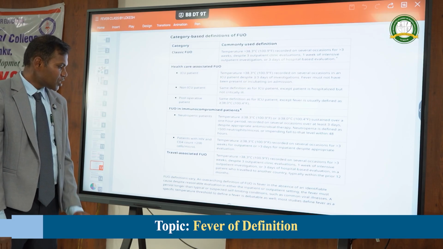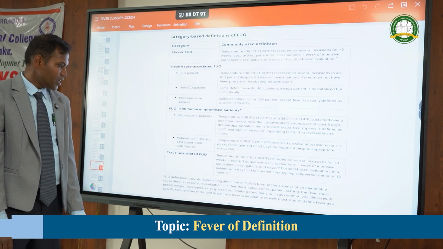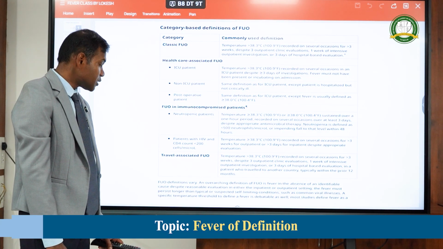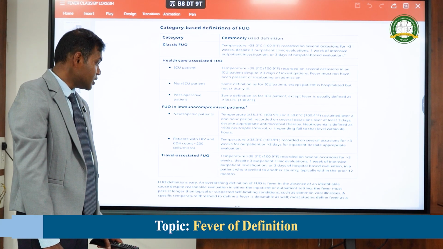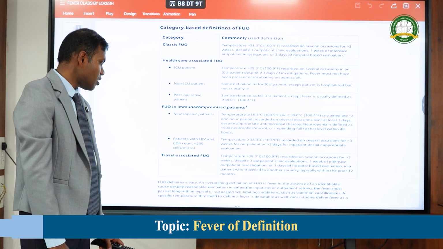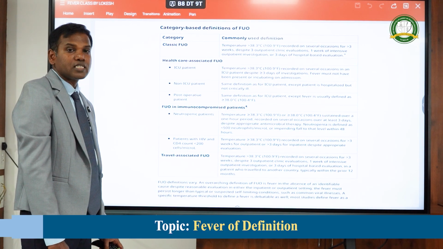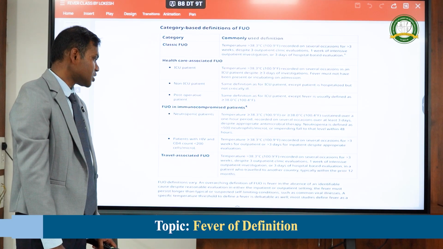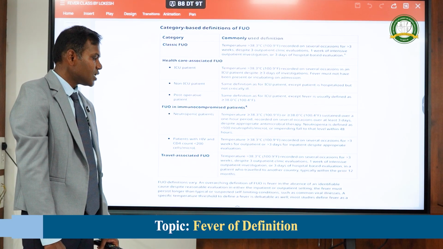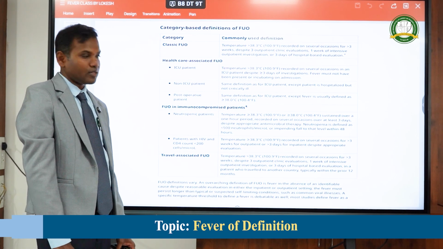So definitions of FUO vary. An overarching definition of FUO is fever in the absence of identifiable cause despite reasonable evaluation in either the inpatient or outpatient setting. The fever must persist longer than typical or suspected self-limited conditions such as common viral illness. A specific temperature threshold to define fever is debatable as well.